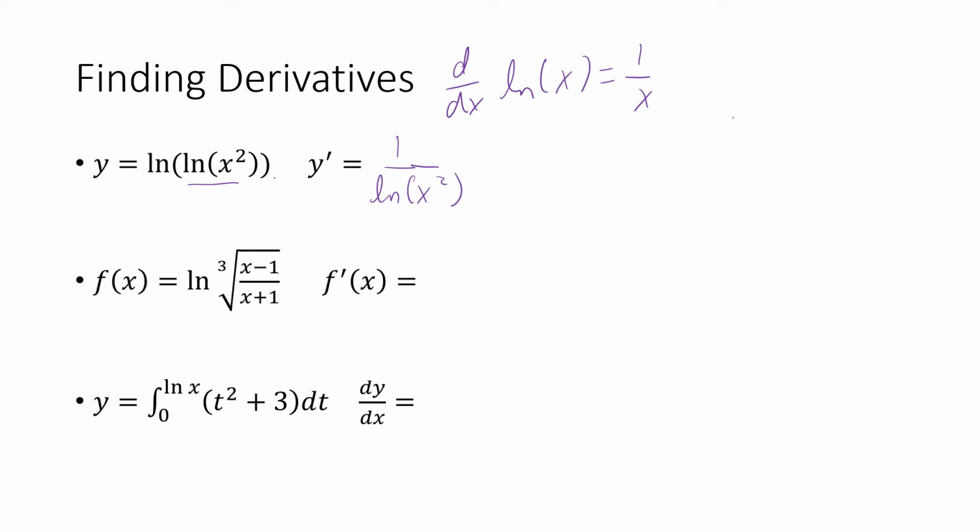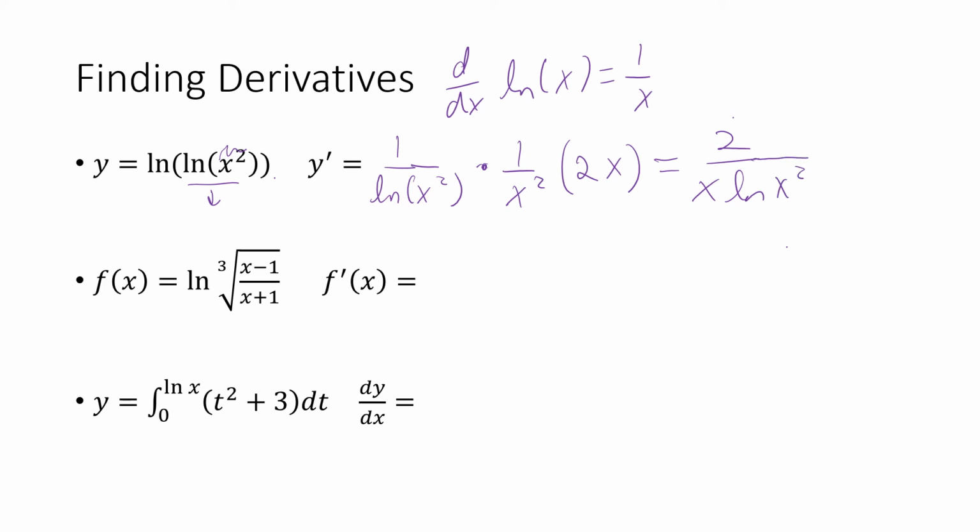So I can do this as side work. The derivative of log of x squared is 1 over x squared times, now we have a second chain, the derivative of x squared, which is 2x. All right, so overall, my x's cancel, so I get 2 over x. I guess we can clean that up: 2 over x log of x squared.